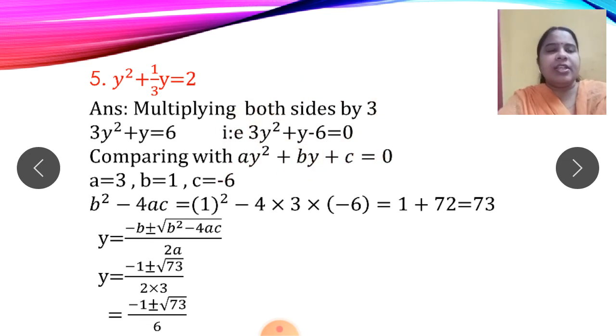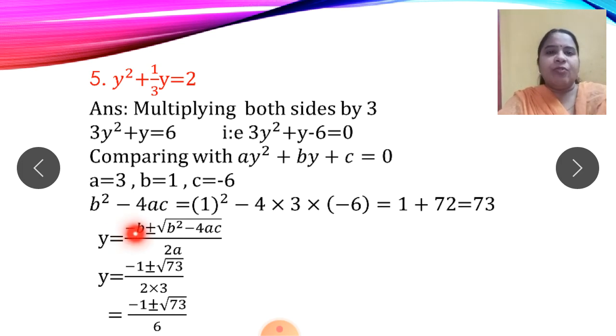Now after this, there is no new step. Whatever we have done in the previous two sums, the same way we have to do. First thing is comparison. ay square plus by plus c is equal to 0. a is 3, b is 1 and c is minus 6. Yes, c is minus 6, so I am taking it with the sign. Find out b square minus 4ac. So 1 square minus 4 into 3 into minus 6. 1 square is 1. Minus minus is plus. 4 3s are 12. 12 6s are 72. Correct? So 1 plus 72 is 73. It is a non-perfect square. You cannot factorize it. So it has to be left as it is in the root sign.